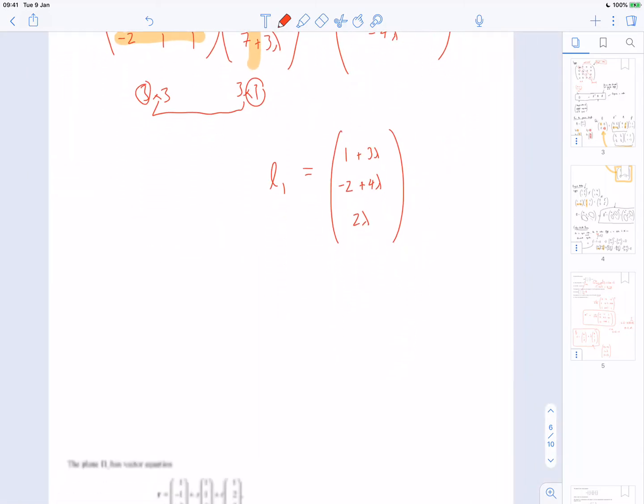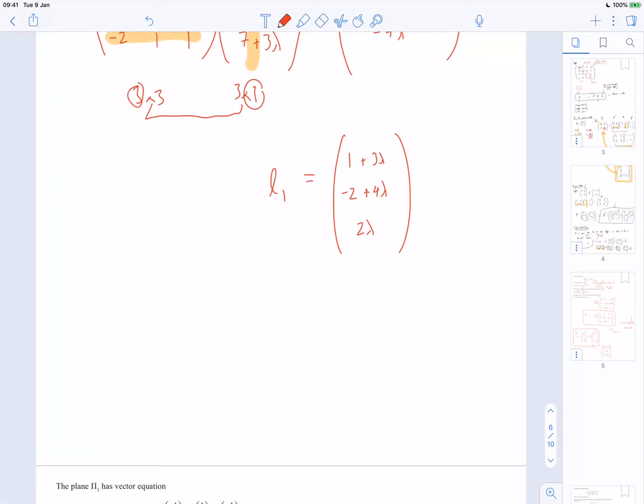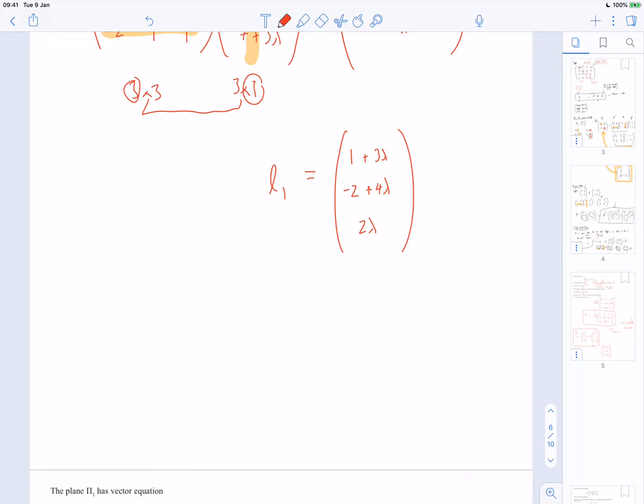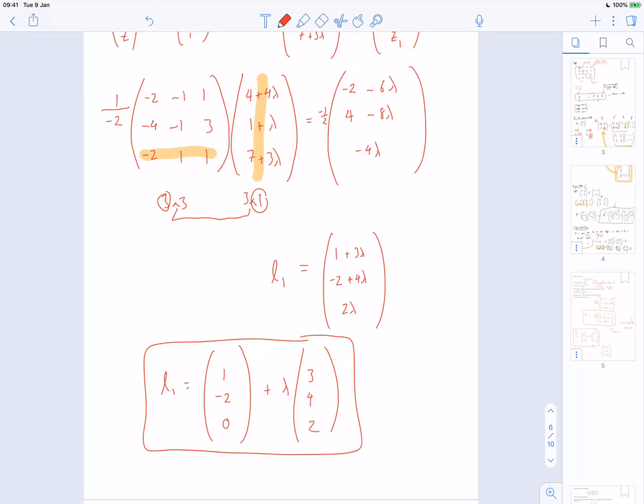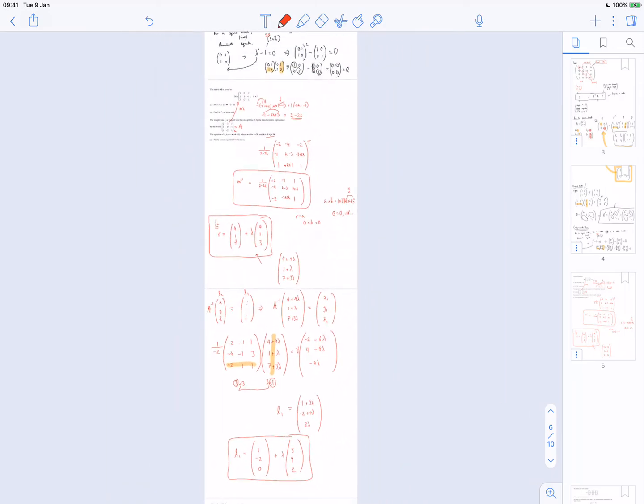So in actual fact, the equation of the line L1 is just going to be 1 point, which I know is 1, minus 2, 0, plus lambda lots of, and then the coefficients of lambda is 3, 4, 2. If you want to write this as i, j and k, then it's completely up to you, but I'll leave it as that. So yeah, tricky question.